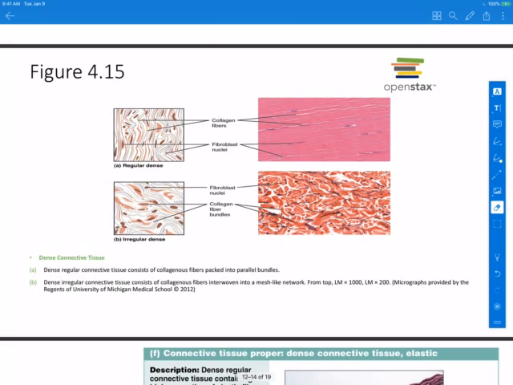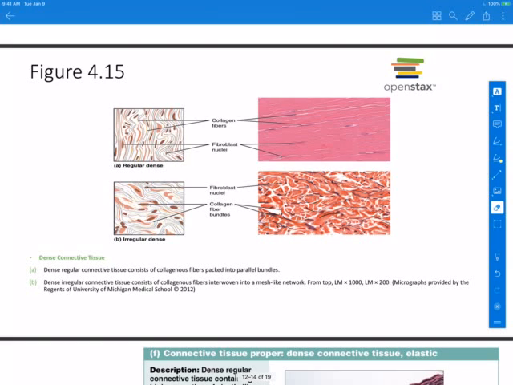Okay, now we have talked about all three types of loose connective tissue. Areolar, which makes up the lamina propria. We've talked about adipose tissue, and we've talked about reticular tissue. Now it's time to move on to the dense connective tissue instead of the loose connective tissue. And dense connective tissue is densely packed, unlike the loose connective tissue. So it doesn't have a lot of space filled with ground substance. It has densely packed fibers.